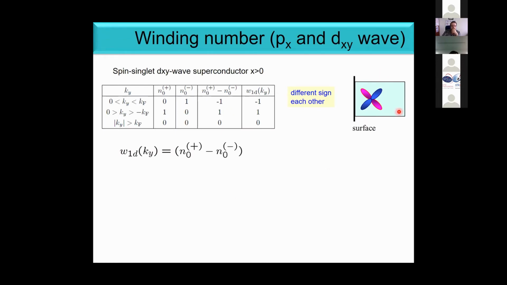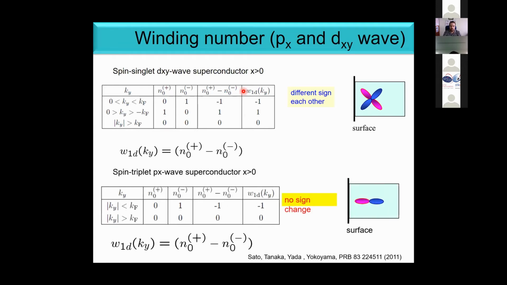In D-wave case, we check this relation, but we want to emphasize this point. This winding number has a sign change when Ky is positive or Ky is negative. This is an important point when the direction of quasi-particle around here is positive or negative. Sign of winding number changes. On the other hand, for spin triplet case, this sign change never occurs. So it is always, for example, in this case, minus unity.